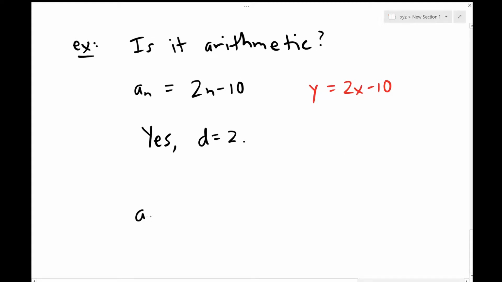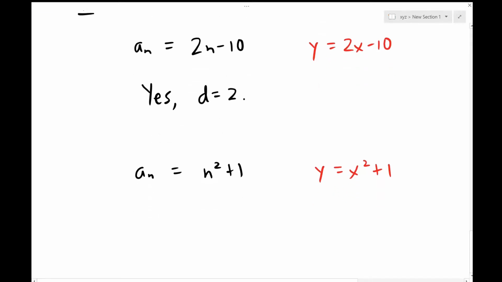What if I have the expression a sub n is equal to, let's say, n squared plus 1? Well, again, if you want to think of this in terms of x, y notation, this would be the same thing as writing y equals x squared plus 1. So is that a linear equation? When we graph that, do we get a line? And hopefully by now you know that this graph would be a parabola, certainly not a line. So no, this is not linear, therefore it is not arithmetic.